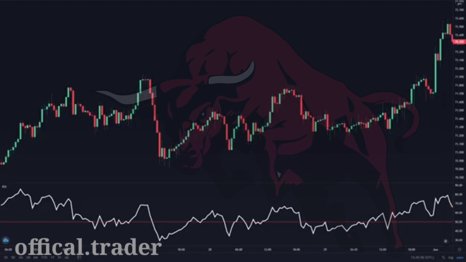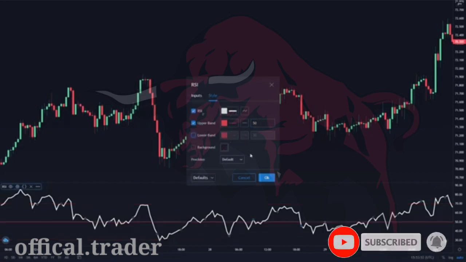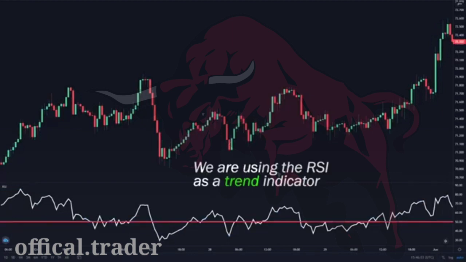Another way of utilizing the RSI is by using the 50-point line. So the default settings in the RSI are 70 and 30. So you actually want to change this into 50 and just disable the other ones. So now, we have a middle line in the RSI. So in this strategy, we are actually using the RSI for a trend indicator instead of a reversal indicator.